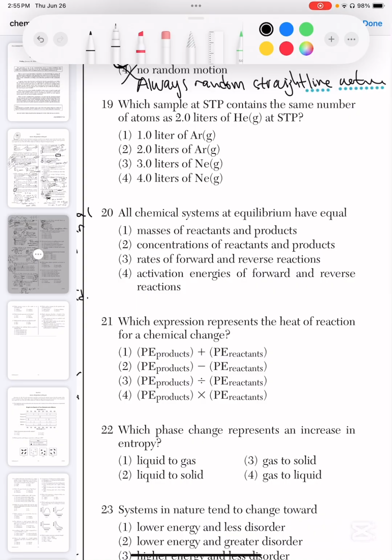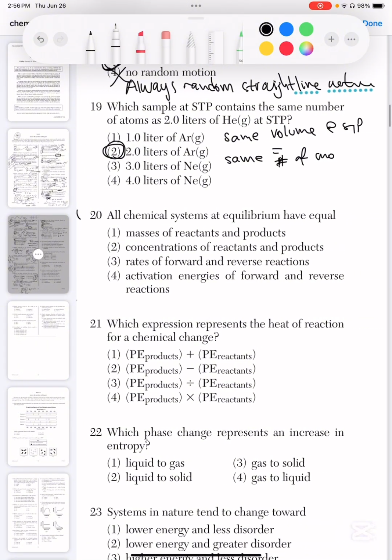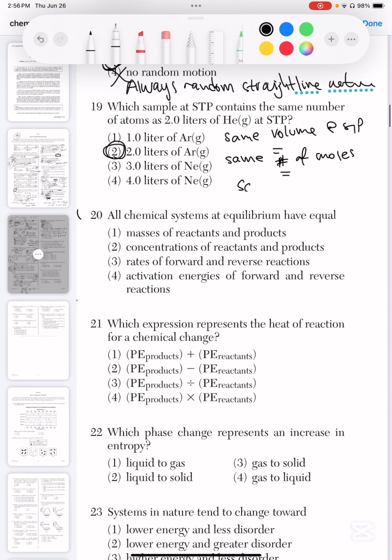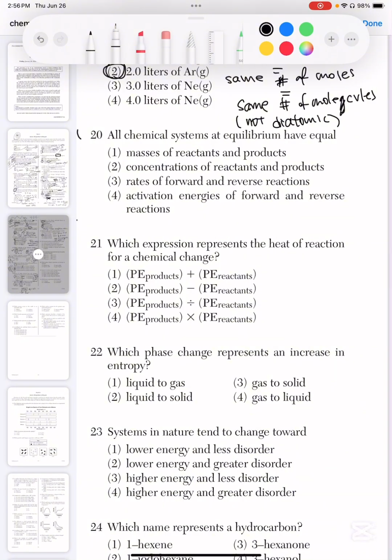Okay. Same volume at STP equals same number of moles. And the same number of moles means that it's the same number of molecules, given that they're both not diatomic. It's not like one is monoatomic and one is diatomic, right? So yeah, same number of moles equals same number of molecules.